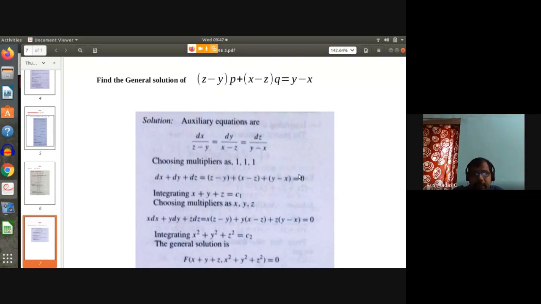On integrating, you will get x plus y plus z equal to a constant. Is that clear? x plus y plus z equal to a constant. So that is our one solution.